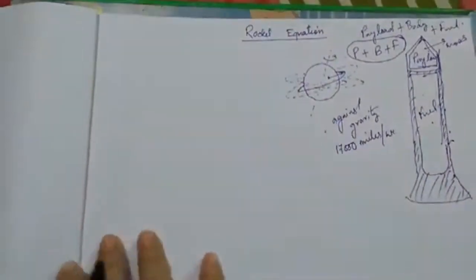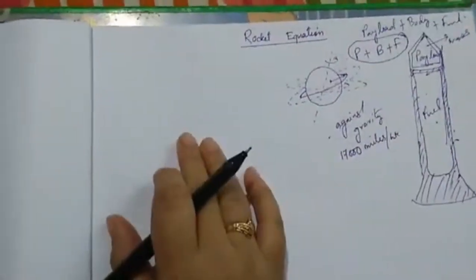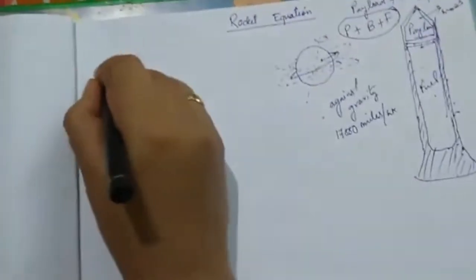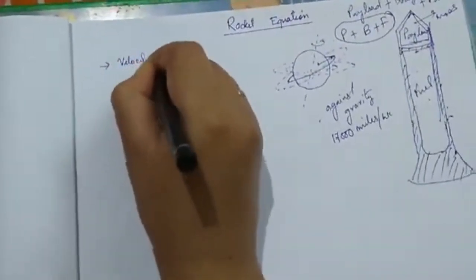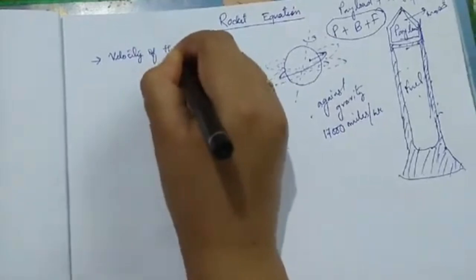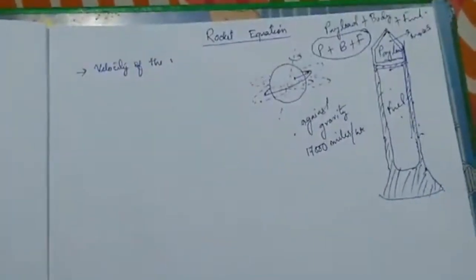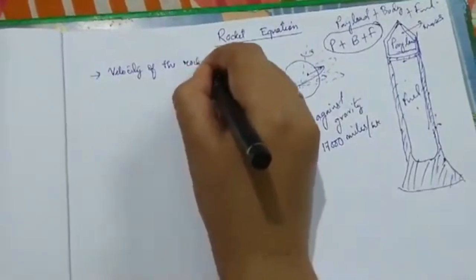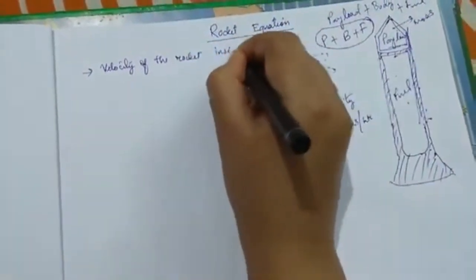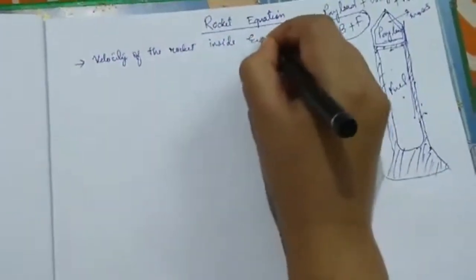Now the derivation of the rocket equation is basically divided into three parts. In the first part, we will derive the expression for the velocity of the rocket inside Earth's atmosphere.